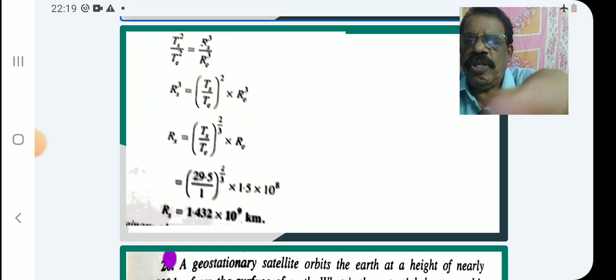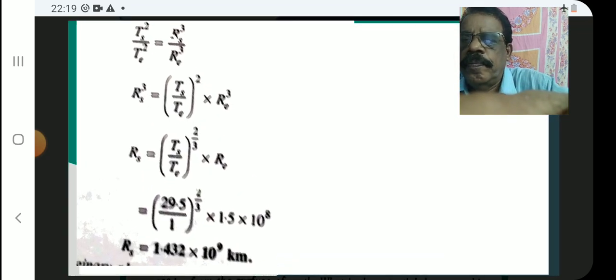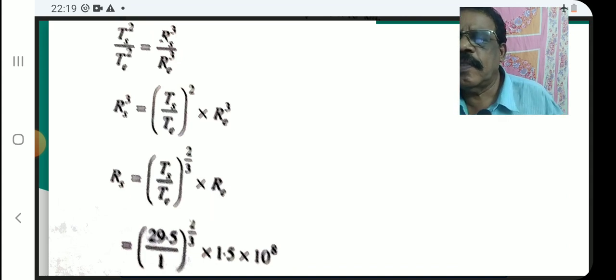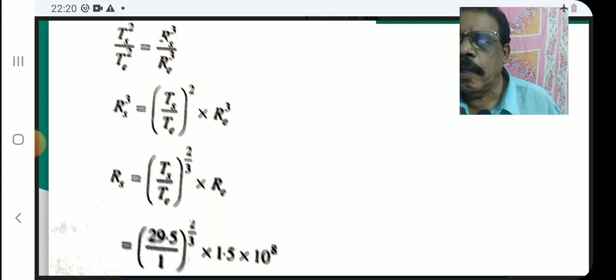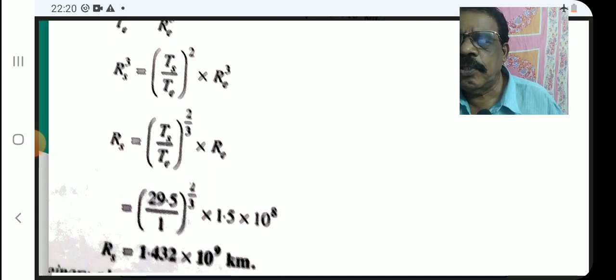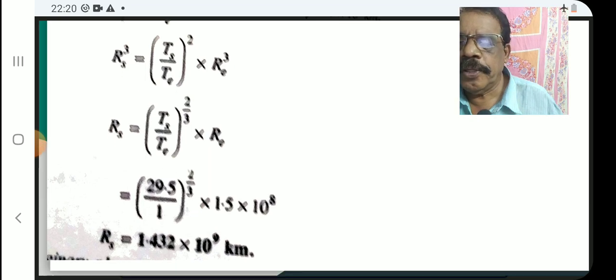So when we put the values, we get R Saturn square by R Earth square, T Saturn square by T Earth square is R Saturn cubed by R Earth cubed. So from this we find R Saturn is equal to T by T raised to 2 by 3 into R Earth. Put the values.